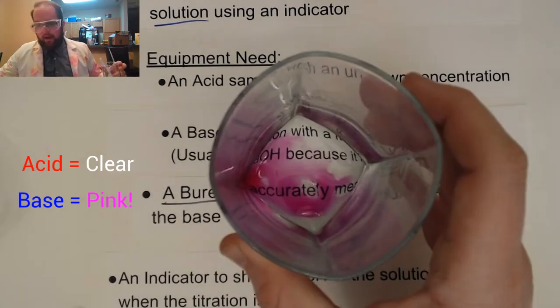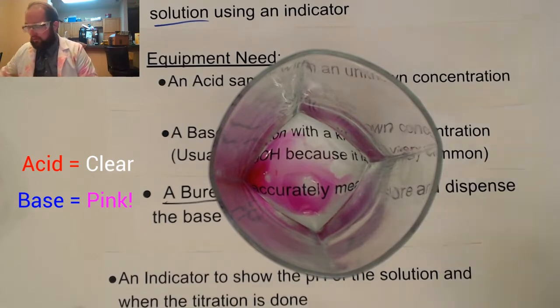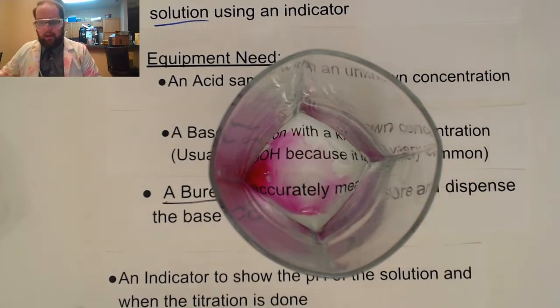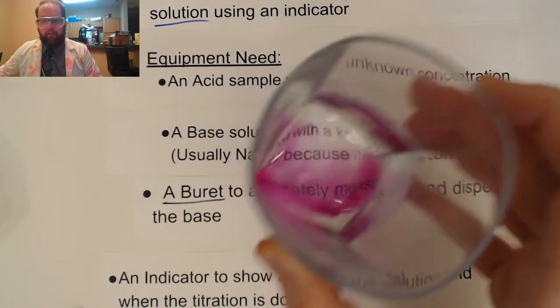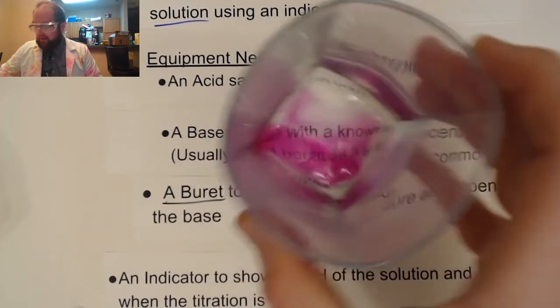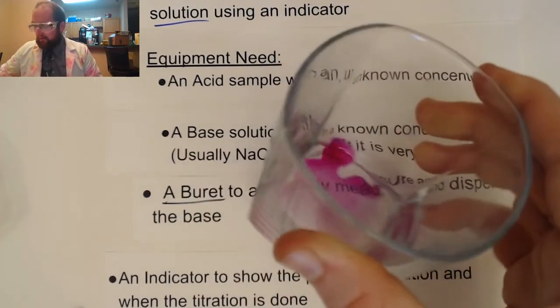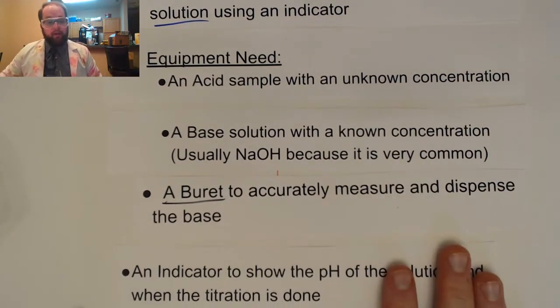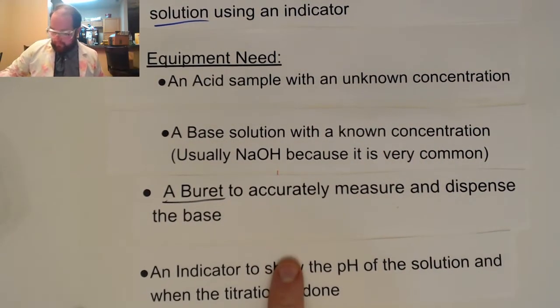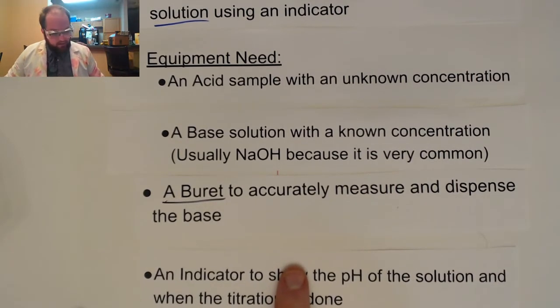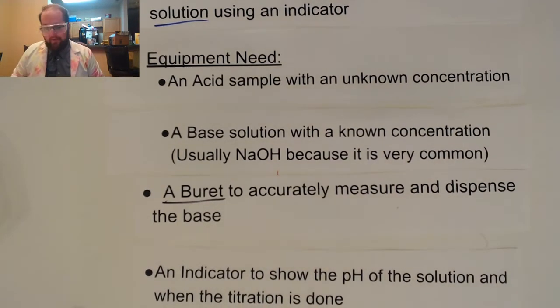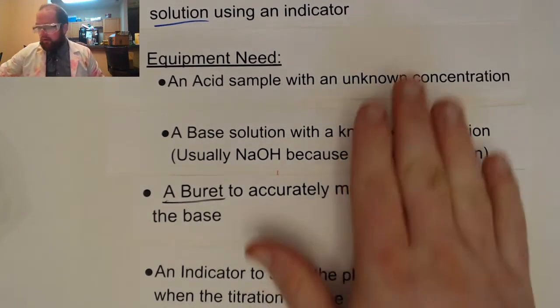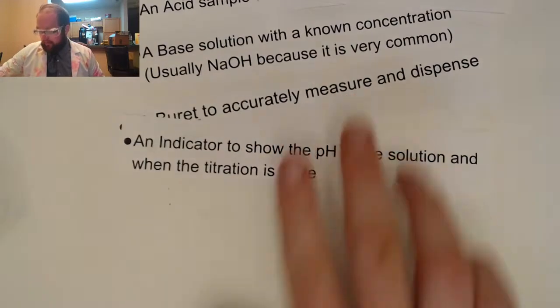When you add a base to it, you get this really cool pink color. This pink says, hey, I'm a base. This is some sodium hydroxide that was sitting in my cup here. So, clear means acid, pink means base. So, what's happening here is that we are reacting these acids and these bases, and we're trying to reach something that's called the equivalence point.